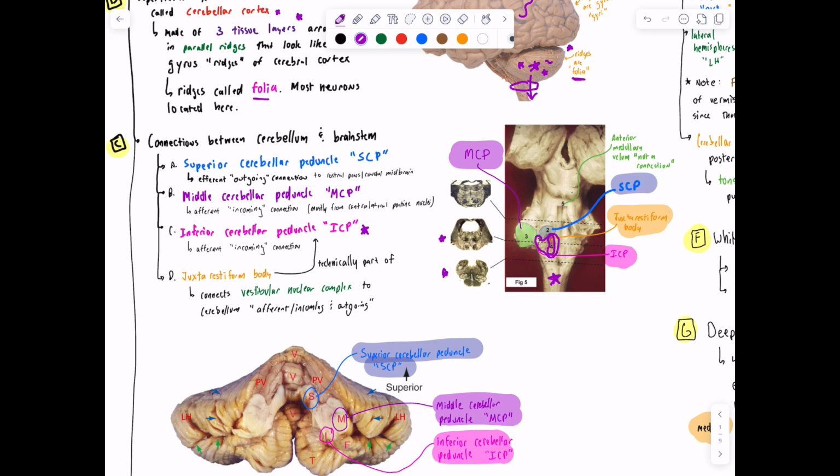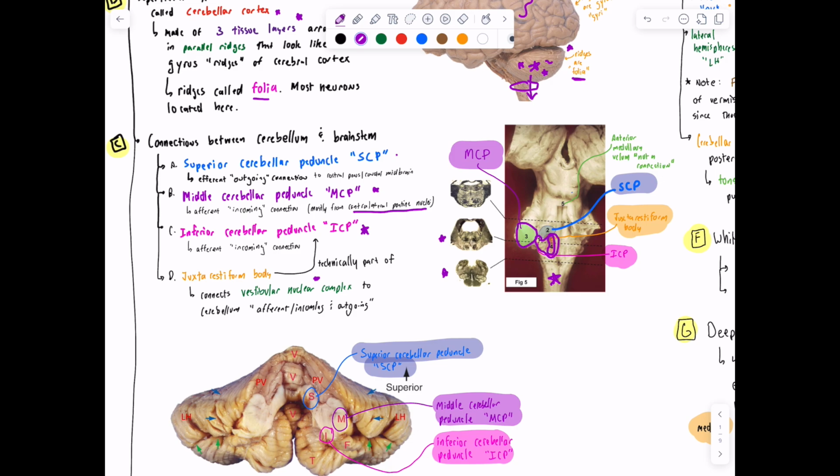The juxtarestiform body, we're familiar with from previous lectures, is the connection between the vestibular nuclear complex. Remember, the vestibular system is all about moving your head back and forth and what's going on with balance. Then we have the middle cerebellar peduncle, which is the MCP. You can see that right here. Again, this one is an incoming connection to the cerebellum, and it's mostly contralateral pontine nuclei, which we'll talk about when we discuss the connection between the cerebral cortex and the cerebellum.